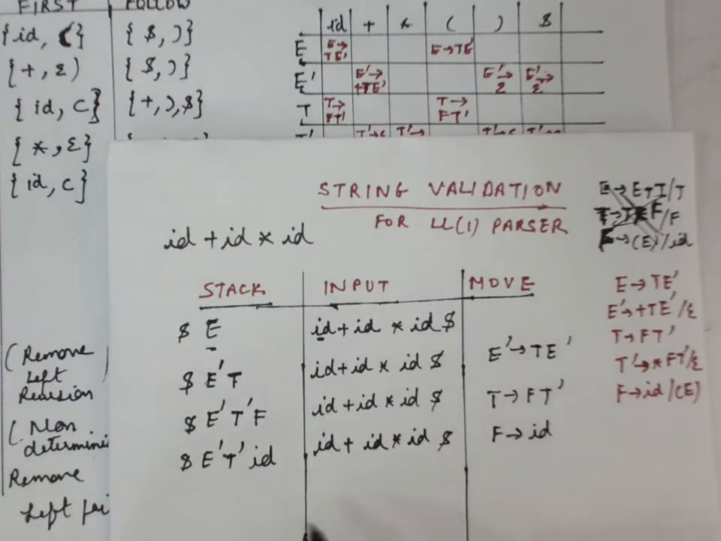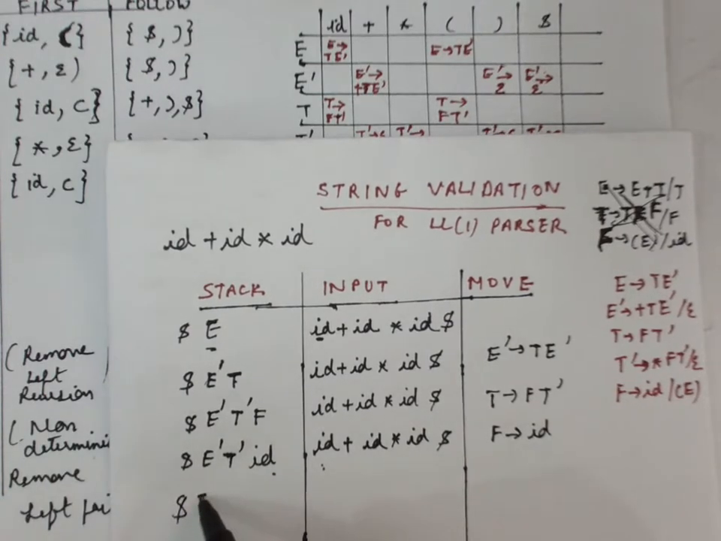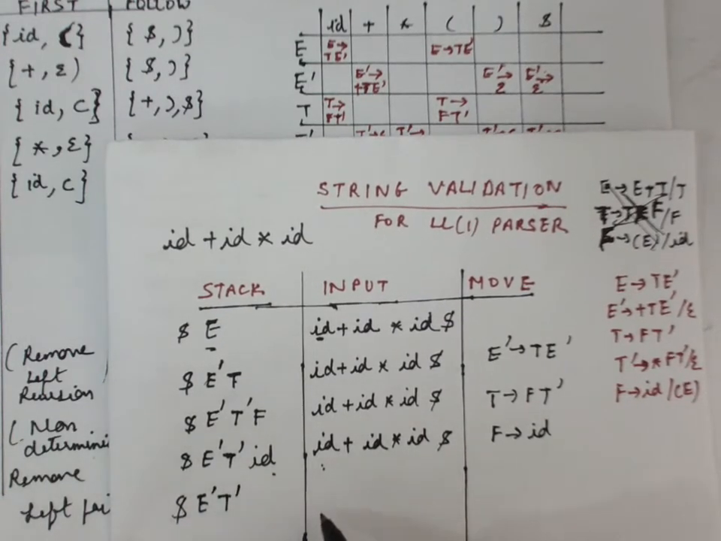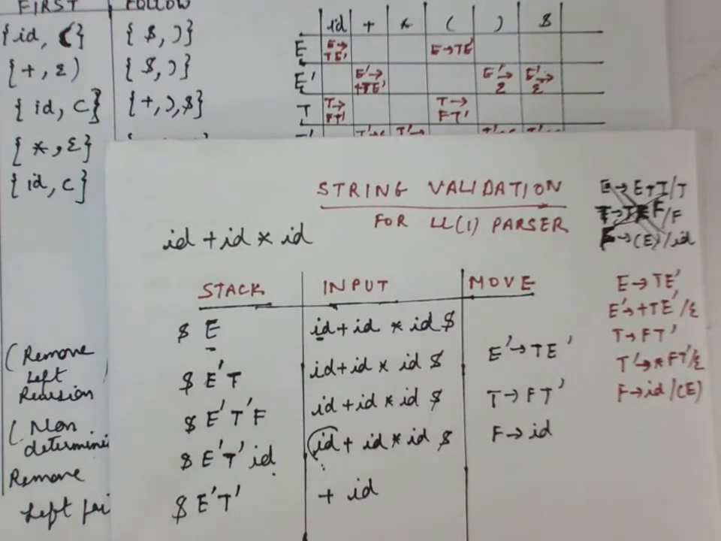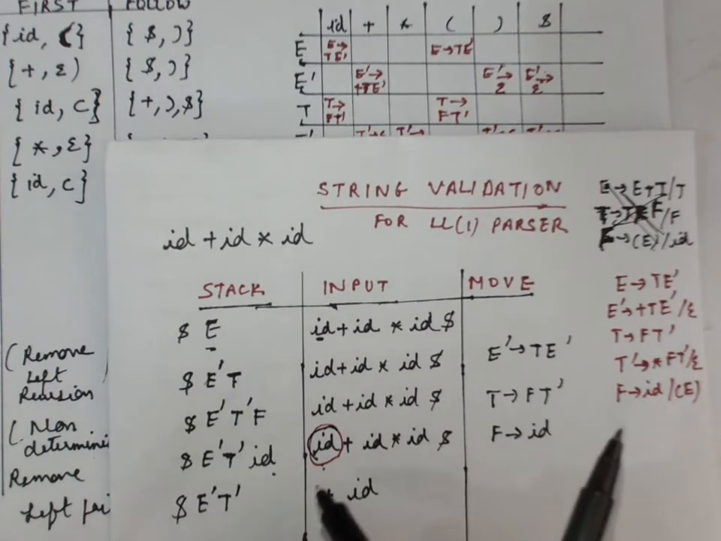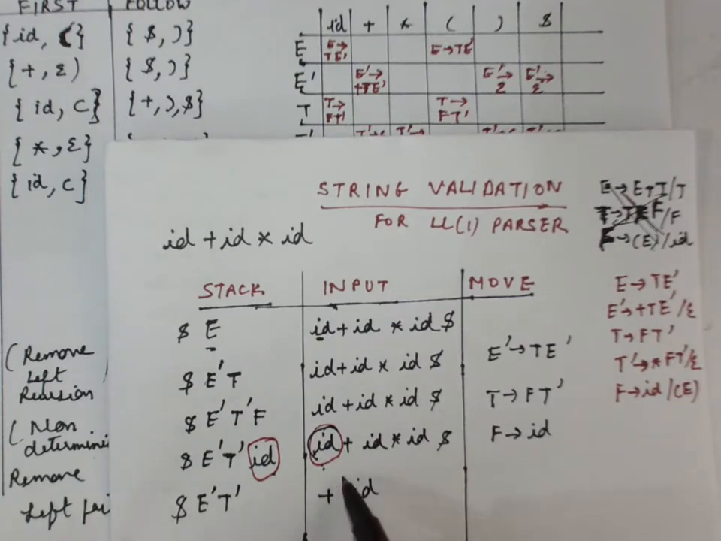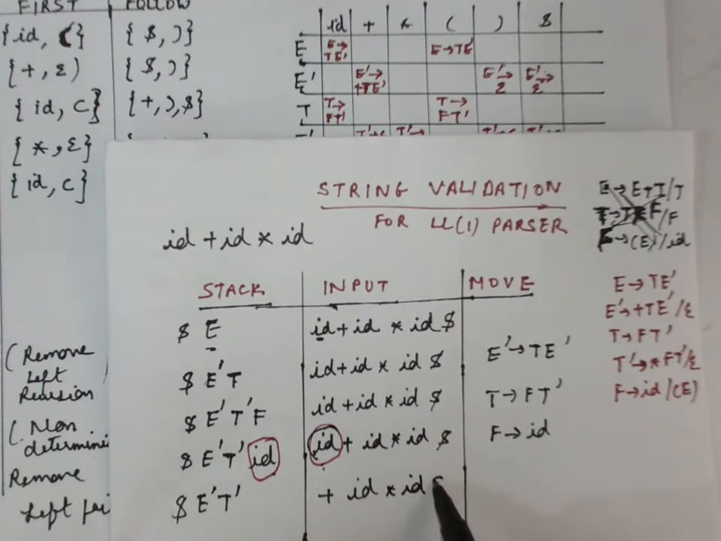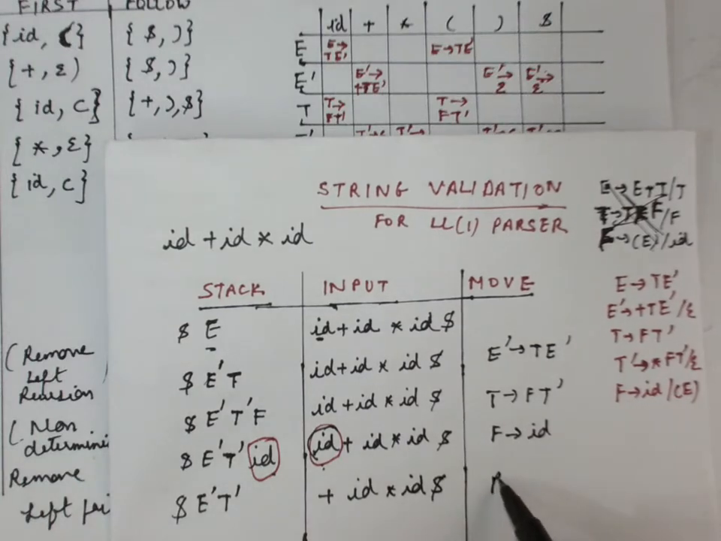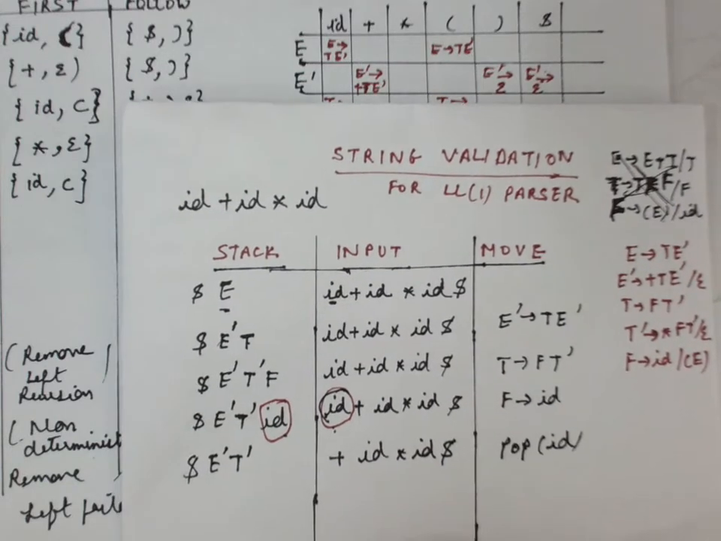Now you can see you have id on the top of the stack and also in the input. When this happens, we just pop both of them. You have E dash, T dash, then id on the stack, and the id in the input. Both of them are popped out, leaving plus id into id dollar. This move is just a pop of id.